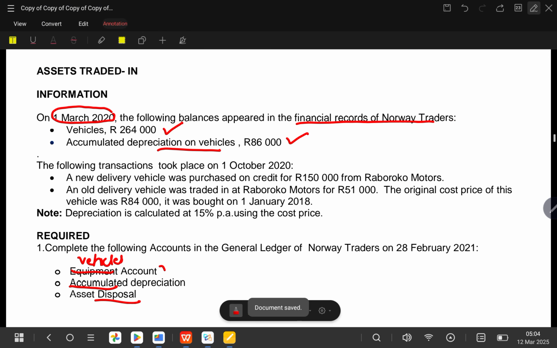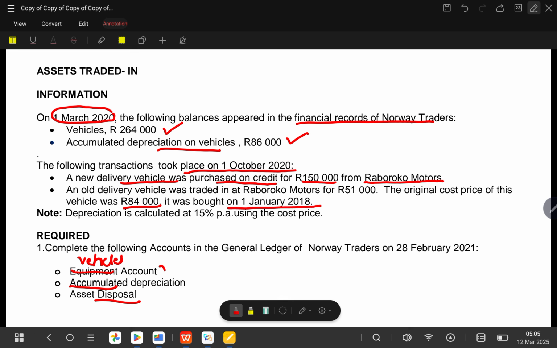And then the next part of the question says that the following transactions took place on the 1st of October. Remember, these are your opening balances, so it means that these transactions were not included in what you see in the opening balances. Number 1, a delivery vehicle was purchased on credit for 150,000 from Raborogo Traders. And then secondly, an old delivery vehicle was traded in at Raborogo Traders for 51,000. The original cost price of the vehicle was 84,000, and it was bought on the 1st of January 2018.